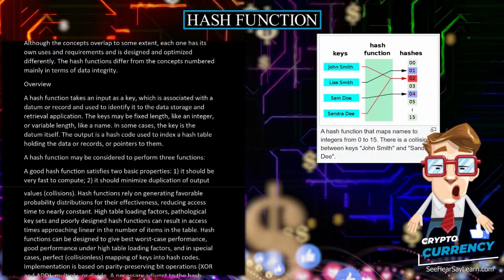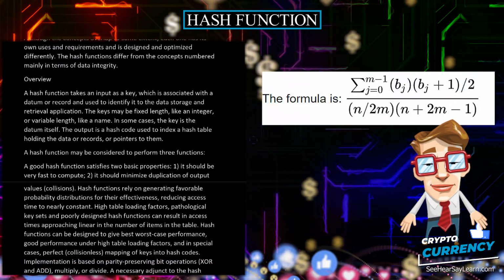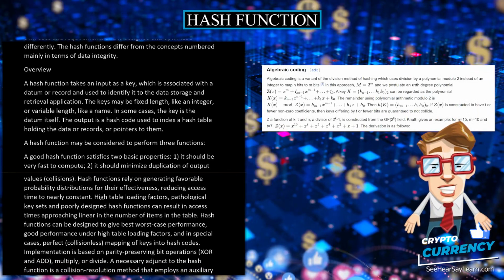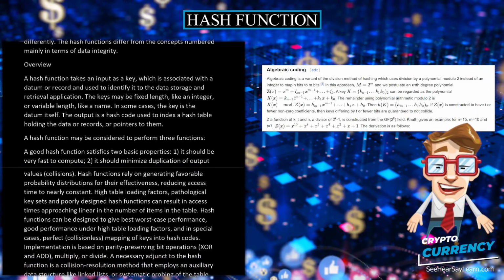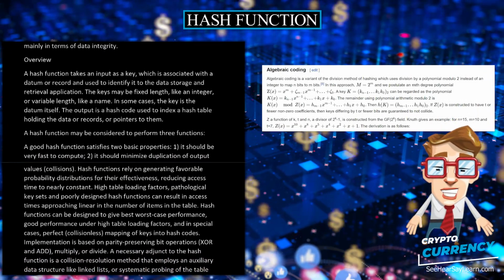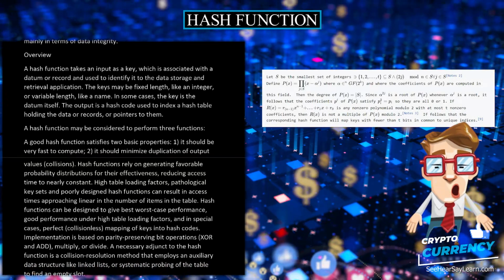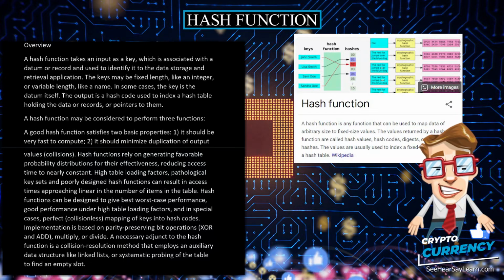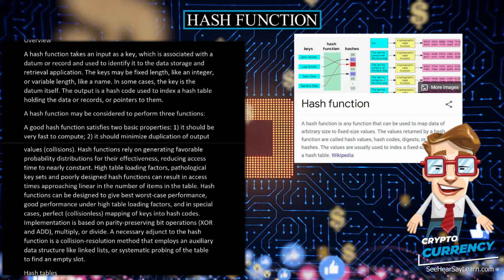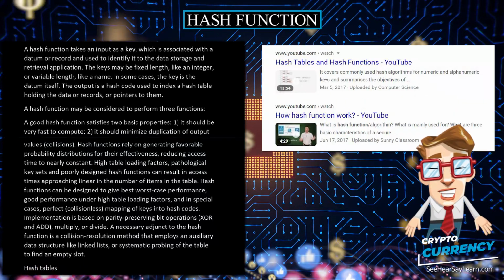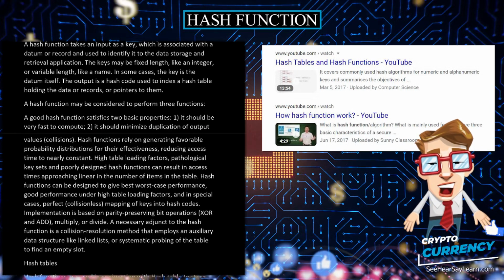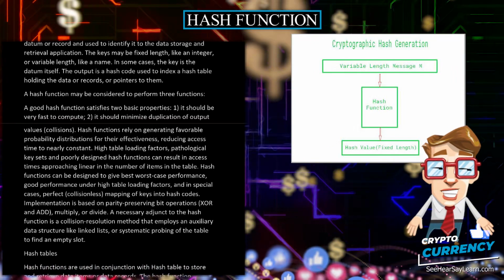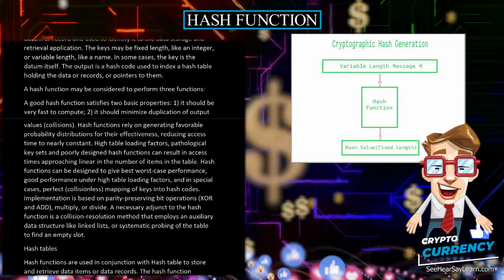Overview. A hash function takes an input as a key, which is associated with a datum or record and used to identify it to the data storage and retrieval application. The keys may be fixed length, like an integer, or variable length, like a name. In some cases, the key is the datum itself. The output is a hash code used to index a hash table holding the data or records, or pointers to them. A hash function may be considered to perform three functions.